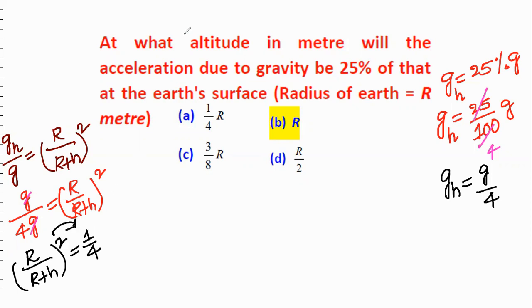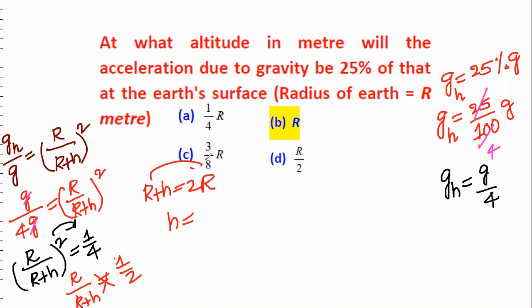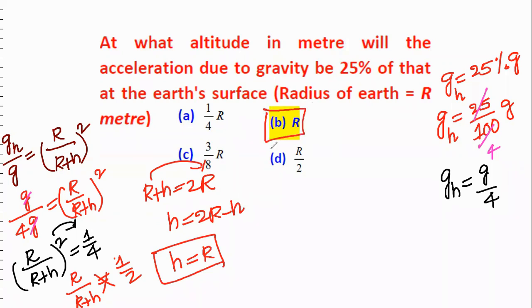On sending this to the right side, it will be R divided by R plus h is equal to 1 by square root of 4. It will be equal to 1 by 2. And on cross multiplication, we will get R plus h is equal to 2R. Then, on sending this R to the right side, we'll get h is equal to 2R minus R. Therefore, h is equal to R.